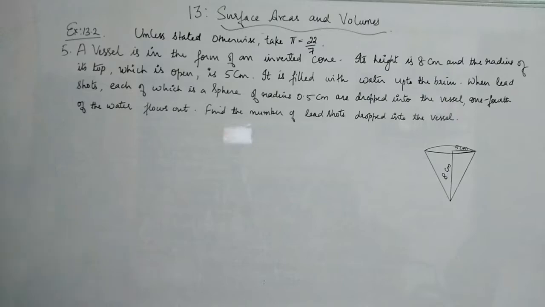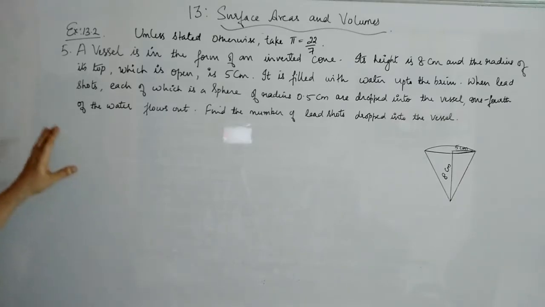Question number 5 is, a vessel is in the form of an inverted cone. Its height is 8 centimeter and the radius of its top, which is open, is 5 centimeter. It is filled with water up to the brim. When lead shots, each of which is a sphere of radius 0.5 centimeter, are dropped into the vessel, 1/4 of the water flows out. Find the number of lead shots dropped into the vessel.